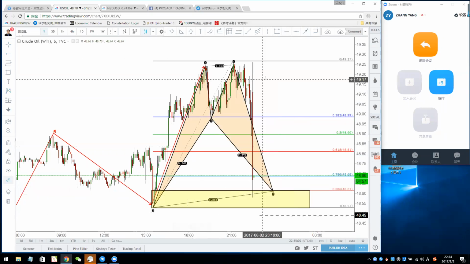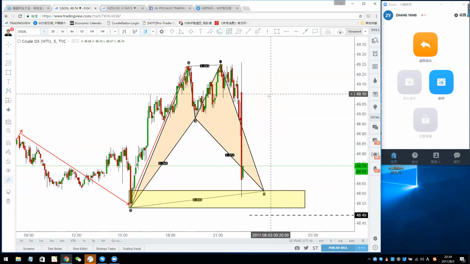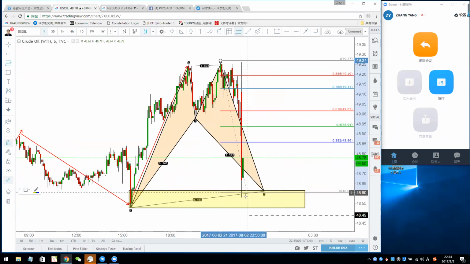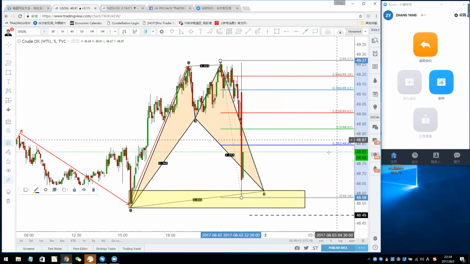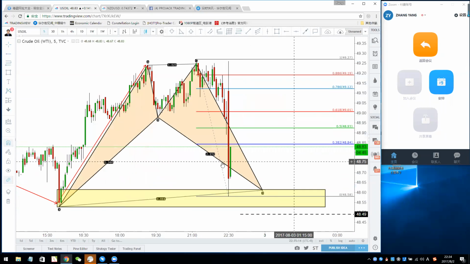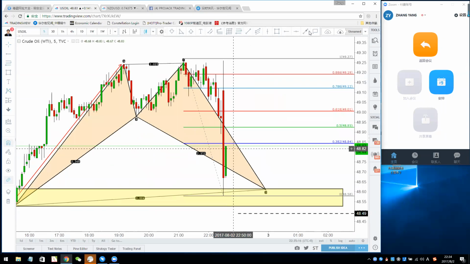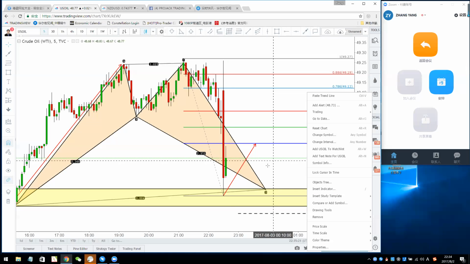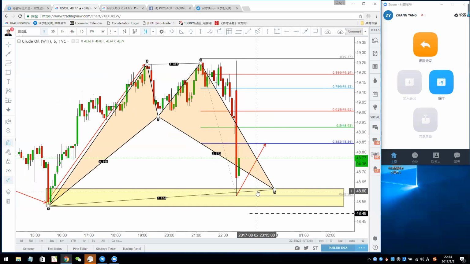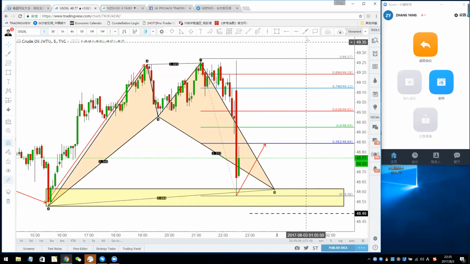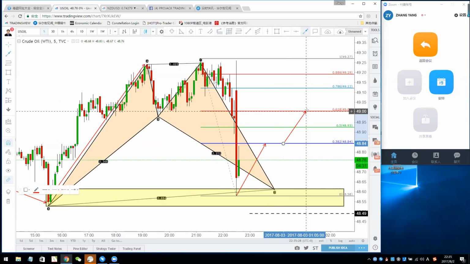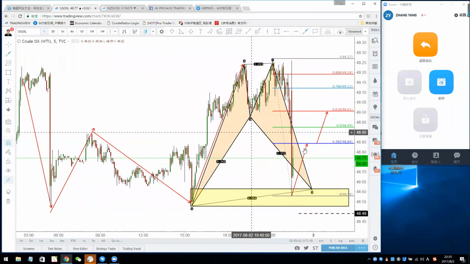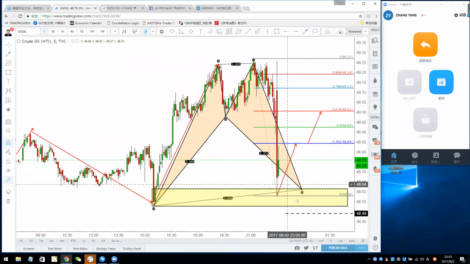And what is your target? Your first target is 48.84. See the price rally again, very quickly. So when the price hits 48.84, you want to take some profit on your buy if you bought from 48.60. That's your first target. Your second target will be the 618 level, which is 49. This is not a perfect bullish bat pattern, but it's tradable.